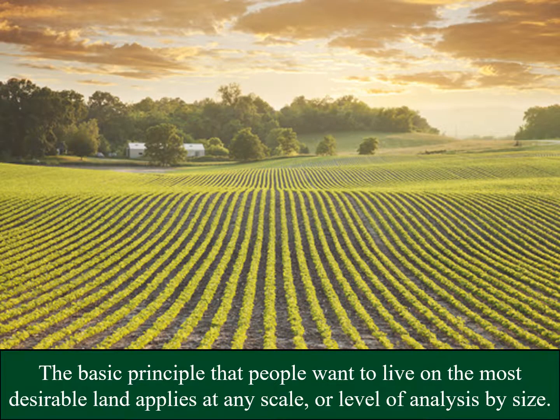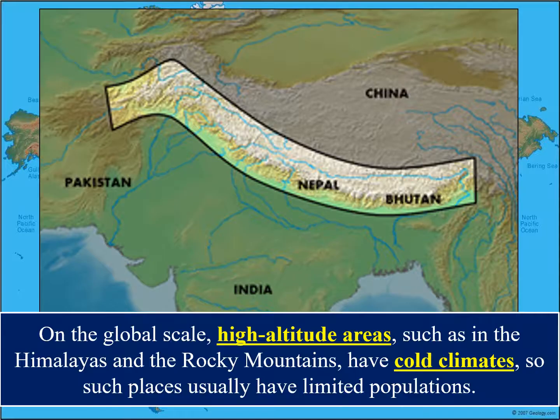The basic principle that people want to live on the most desirable land applies at any scale or level of analysis by size. On the global scale, high altitude areas such as in the Himalayas and the Rockies have cold climates, so such places usually have limited populations.